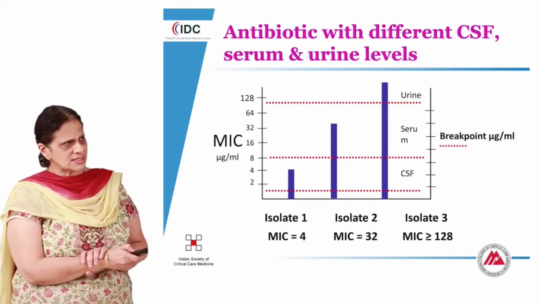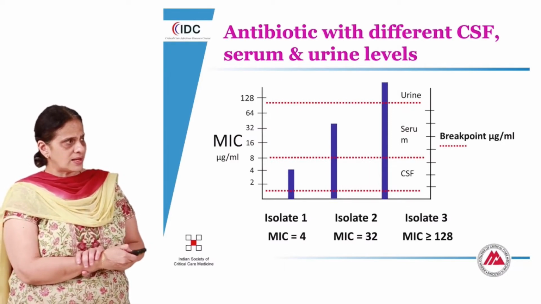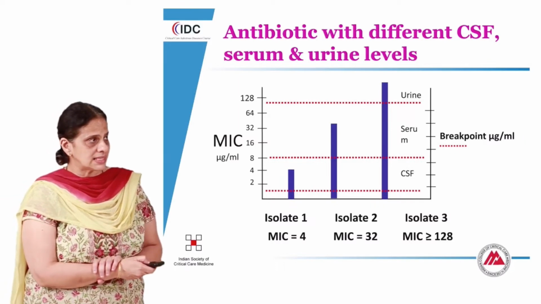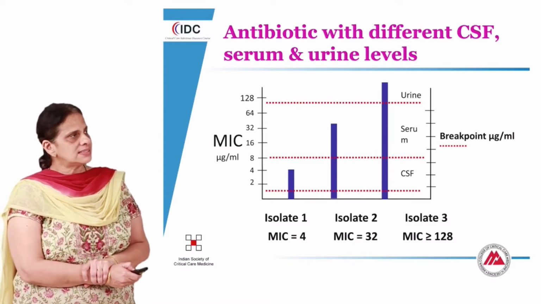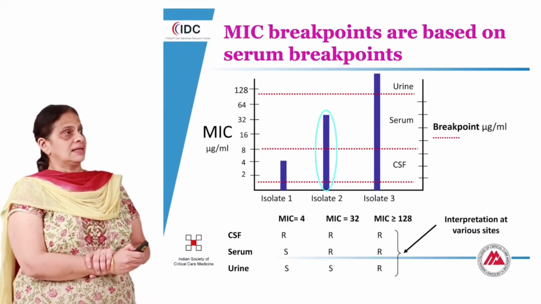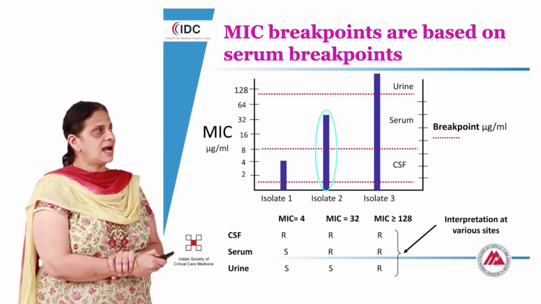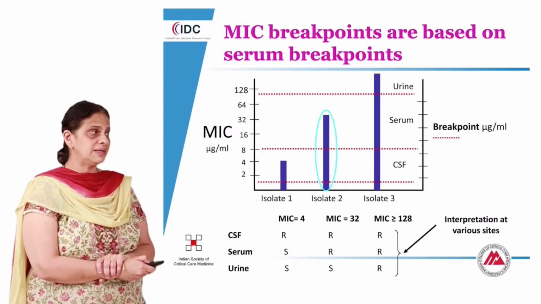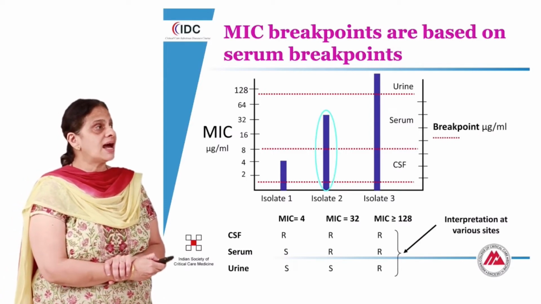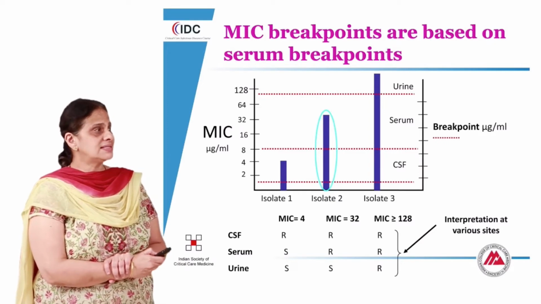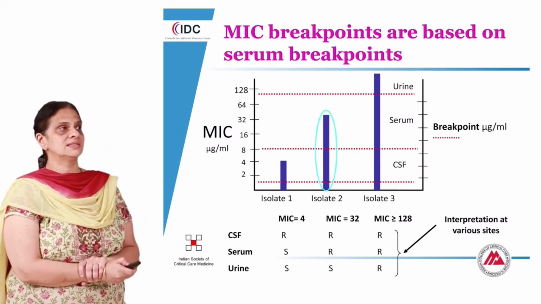The ones in dots are the breakpoint for that antibiotic. And these are the isolates. Isolate 1 has an MIC of 4, isolate 2 has an MIC of 32, and isolate 3 has an MIC of more than 128. What this means is that you actually have to look at the interpretation at various sites. Isolate number 1 would probably be resistant in CSF because the organism MIC is higher than the CSF breakpoint. Isolate number 2 would be resistant in the serum, and isolate number 3 would be resistant in CSF.